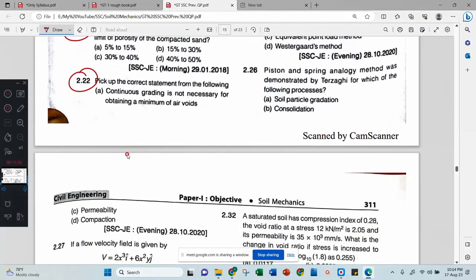Piston and spring analogy method was determined by Terzaghi for which of the following process? Actually, this concept, piston and spring concept, is used to explain effective stress concept. But out of these four options, we don't have effective stress. Therefore, consolidation I can consider. Soil particle gradation, permeability, compaction, consolidation I can consider. Other than this one, this concept can be used for effective stress concept explanation also. Next.